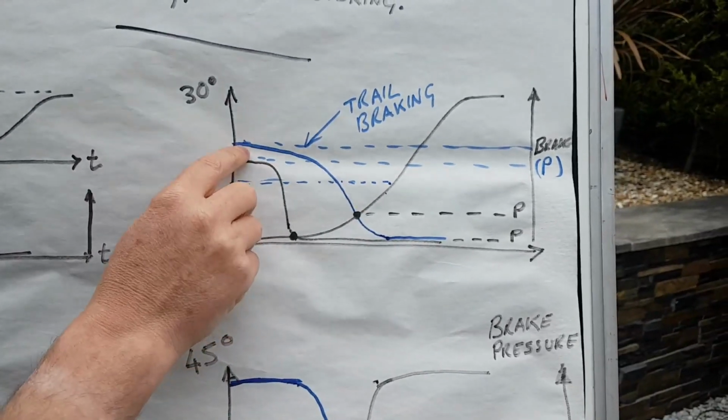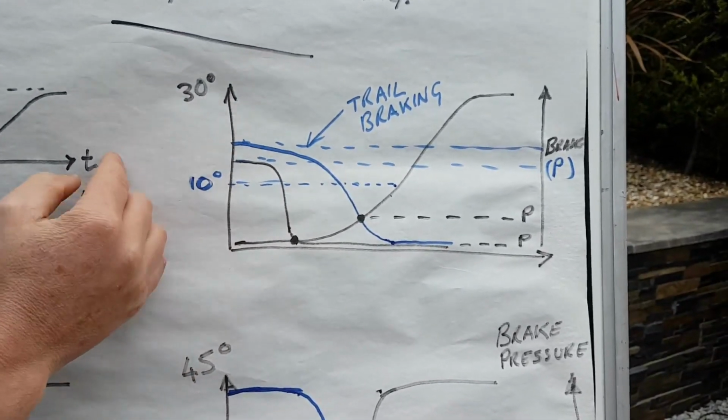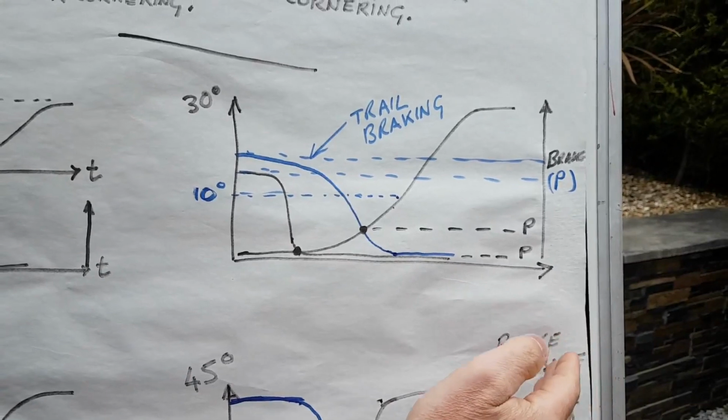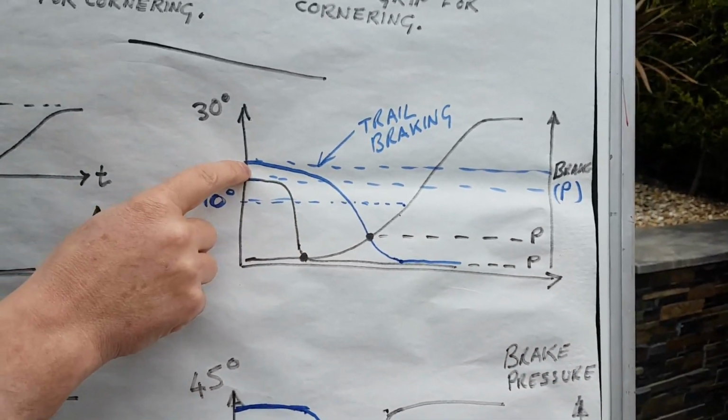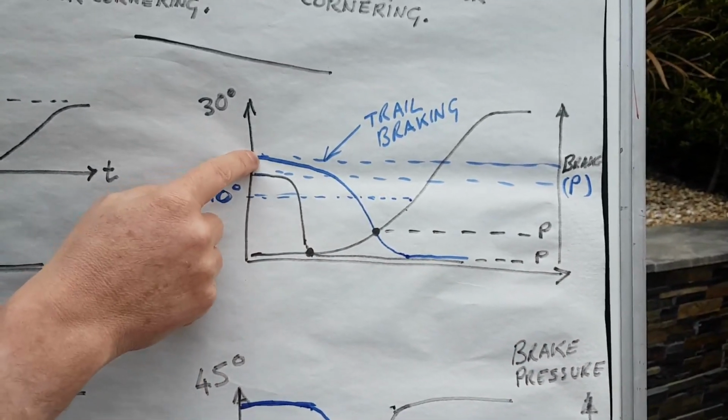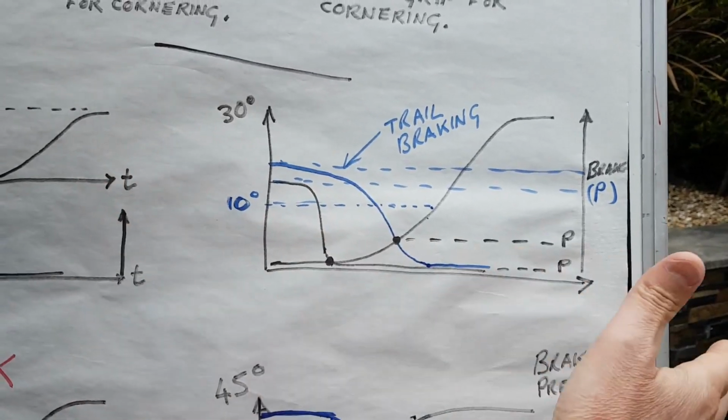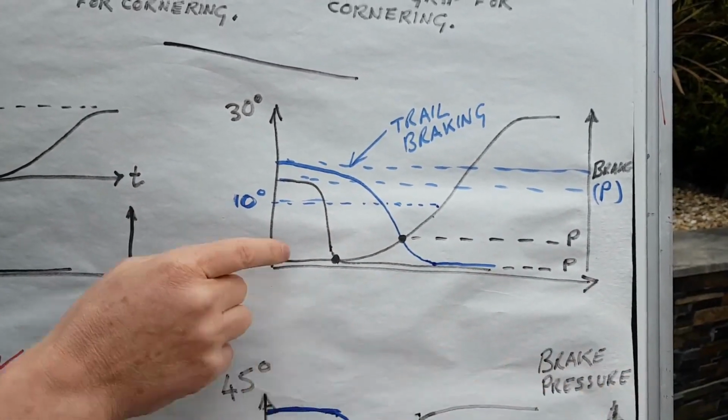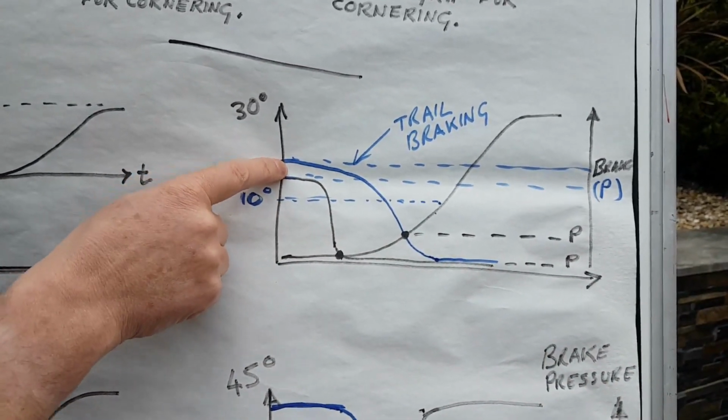Let's look at the person that's doing trail braking. First of all, they maintain the speed on the straight for longer. So when they do come on the brakes, they have to come on the brake with more pressure. That stands for a reason. They're maintaining the speed for longer. They're closer to the bend, therefore they need more brake pressure with which to slow the bike down.